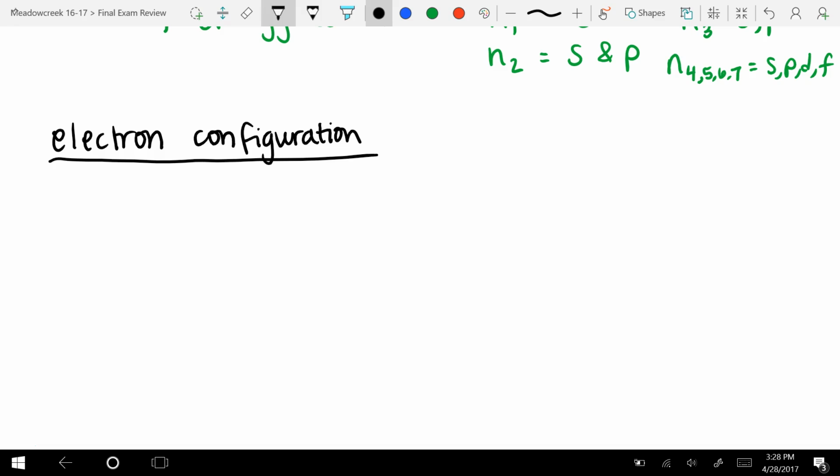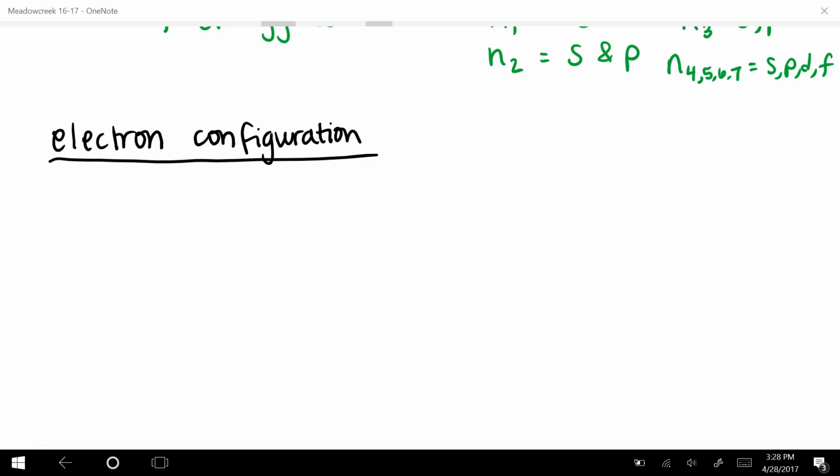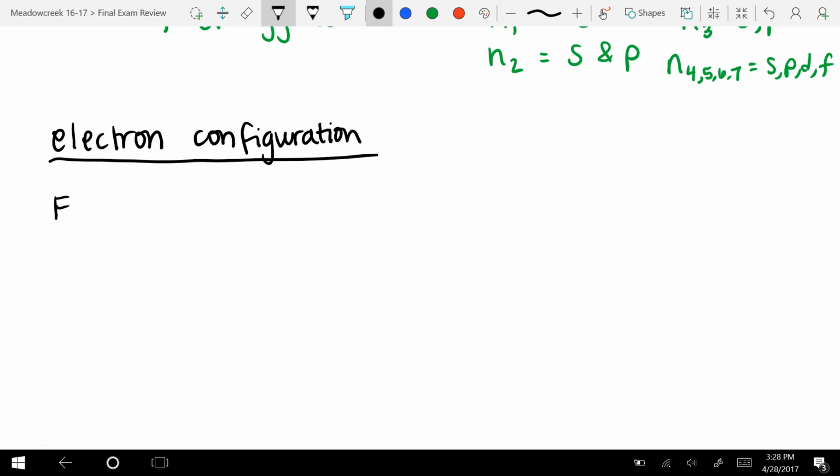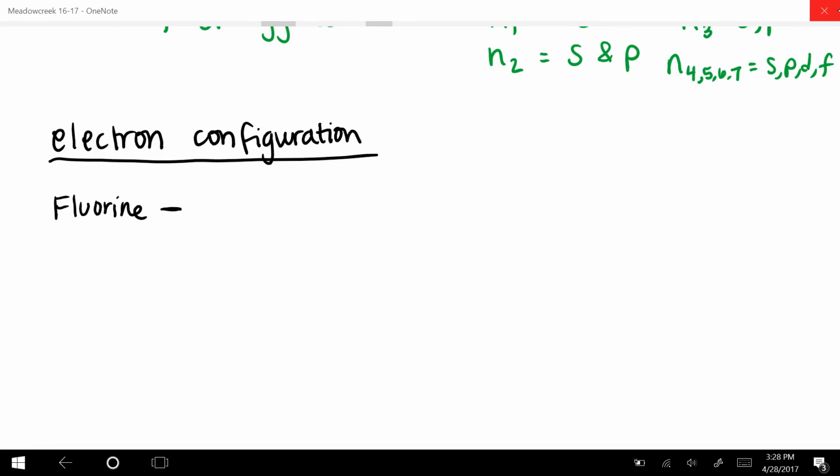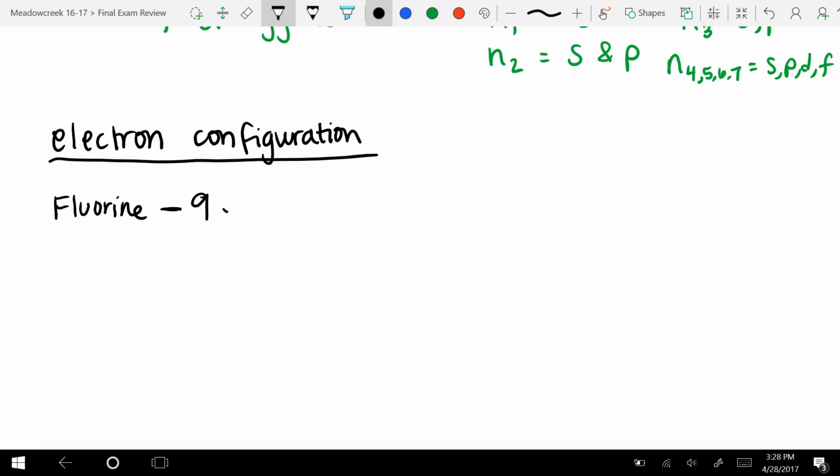Let's take fluorine, for example. If we look at fluorine, we can look at its atomic number, which is 9, which means it has 9 electrons. That means when electrons fill things in, they fill them in from the bottom up. You start at your first energy level, really close to your nucleus, and you slowly spread out.